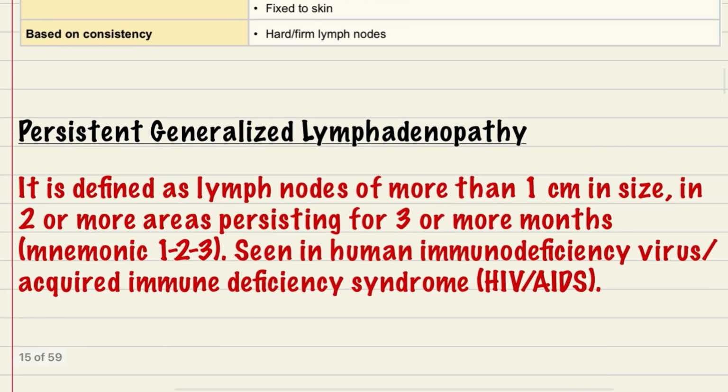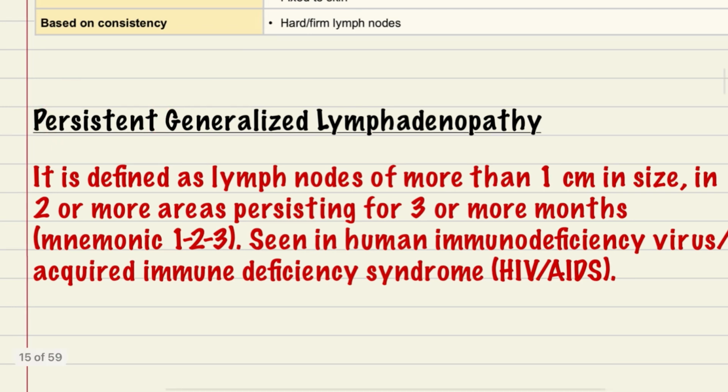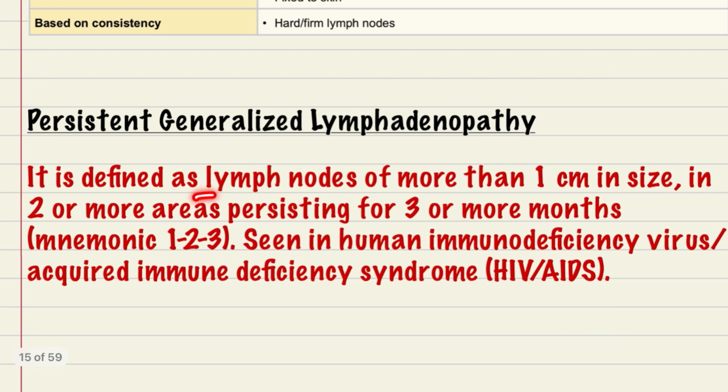Now, what is persistent generalized lymphadenopathy? As we said, generalized lymphadenopathy is more than 2 non-contiguous lymph node groups enlarged. But persistent generalized lymphadenopathy is defined as a condition where lymph nodes of more than 1 centimeter in size in 2 or more areas persist for 3 or more months. So the mnemonic is 1, 2, 3. 1 means more than 1 centimeter in size, 2 means more than 2 in number, and 3 means for 3 or more months. It is basically seen in HIV AIDS, right? So, this is persistent generalized lymphadenopathy.